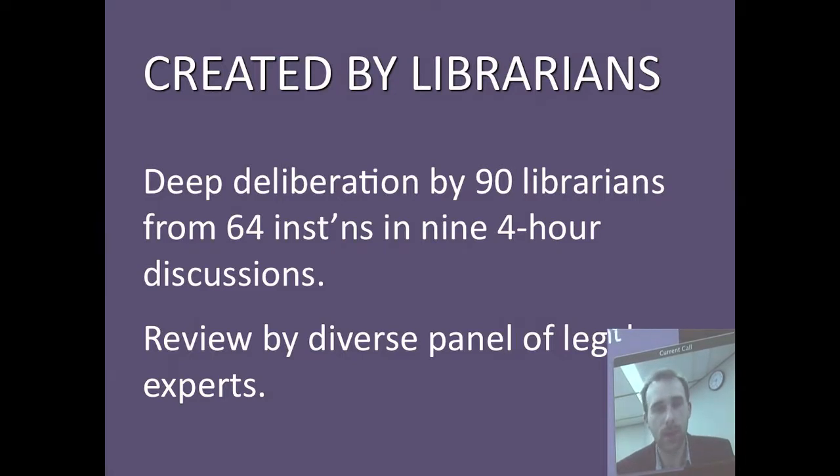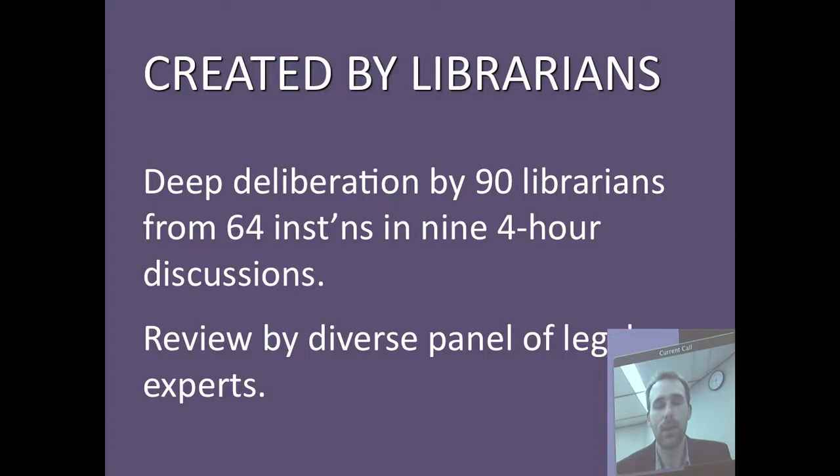the code was created by librarians, right? I have the pleasure of traveling the country and talking to you all, and I get to take a victory lap and pretend to take credit, but I really can't take credit. Peter and Pat and I and the folks who worked on this team, we were really just stenographers. What we did was impose a lot on librarians.